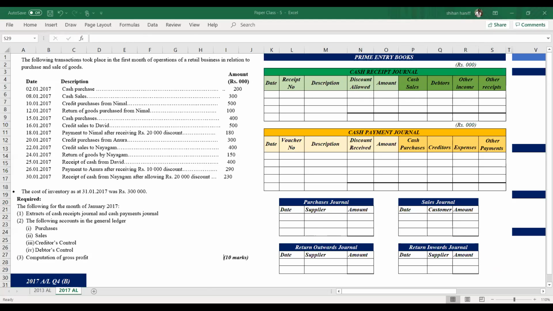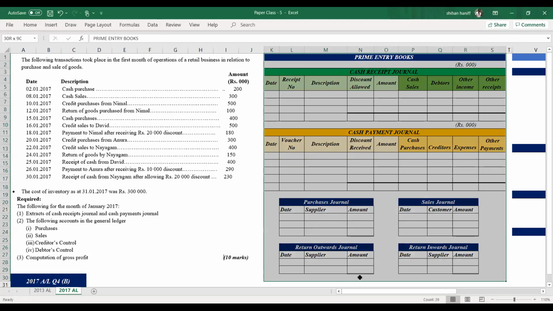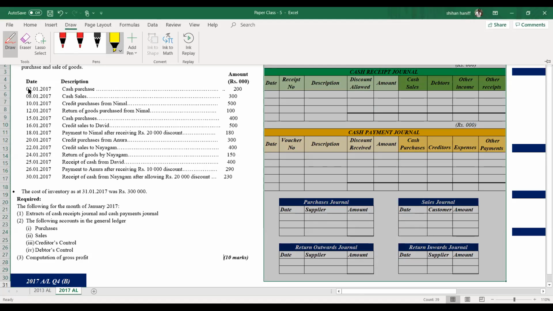Right. So let's start recording the transactions in the prime entry books. So in our accounting process, once you collect the transactions, initially we record them in the prime entry books. So that's the second step: collecting, recording. Okay, so let's start recording the transactions.